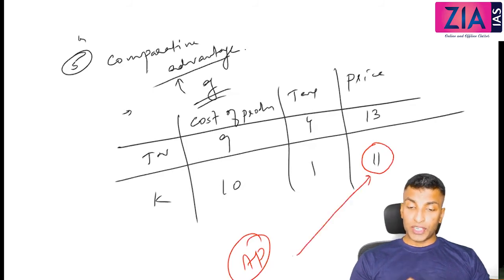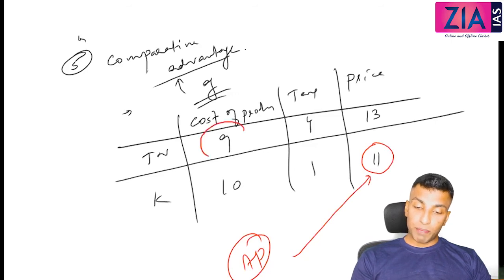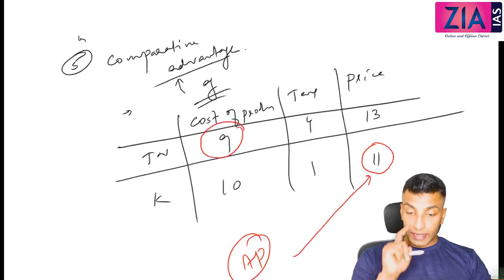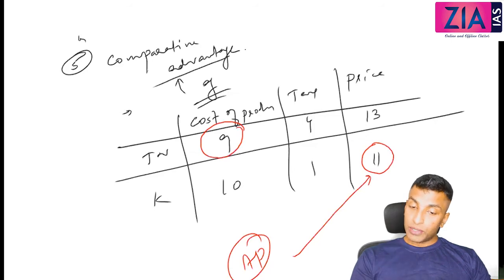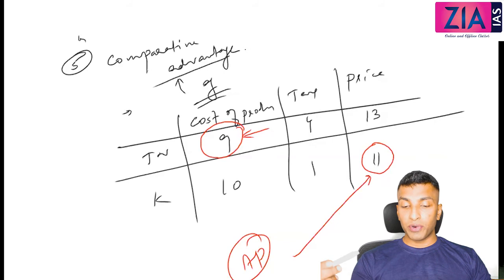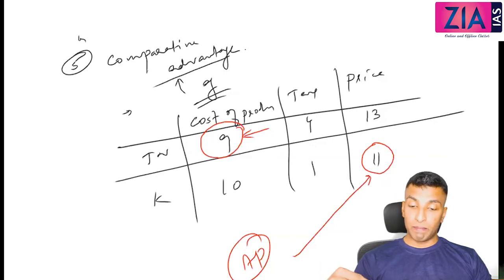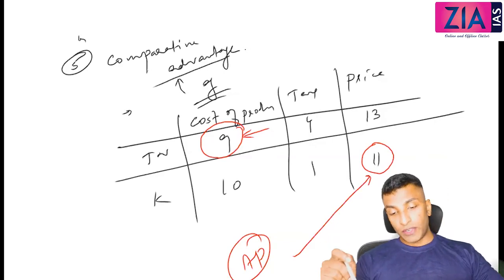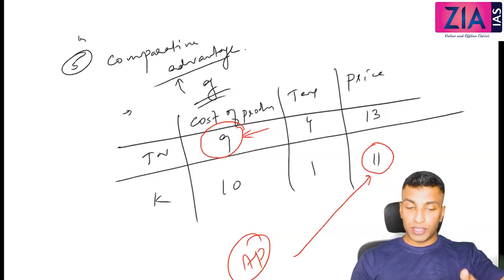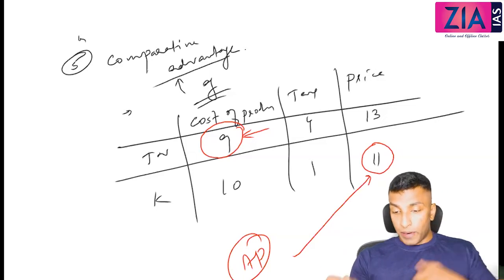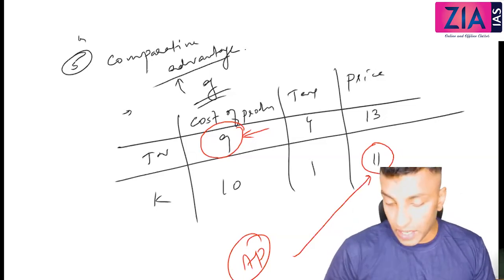Actually, who is the most efficient producer here? Efficient producer means who can produce at a cheaper, lesser price. That is the efficient producer. So Tamil Nadu is actually the efficient producer here rather than Kerala, because Tamil Nadu's per unit cost is 1 rupee less than Kerala. So in terms of efficiency, the efficient producer is Tamil Nadu. But why is the price in Tamil Nadu high?